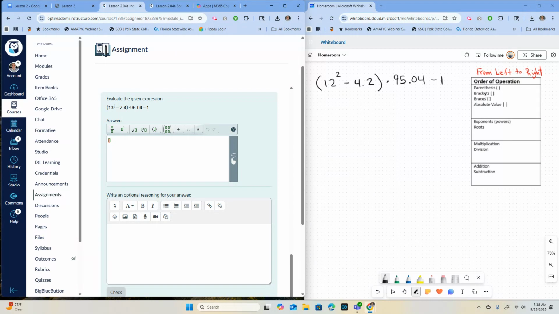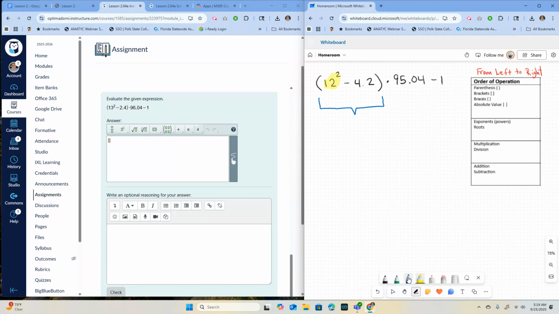So first thing I'm going to check, parentheses, brackets, braces, or absolute value. Do I have any of these symbols? Yes, I do. It's right in here. See? Going to put it in blue. It's right this parentheses here. But when you go inside, I hope you notice you have exponents and subtraction. So what do you do first? If you look at the checklist, the exponents are before the subtraction in this table. So that means we're going to do this first.